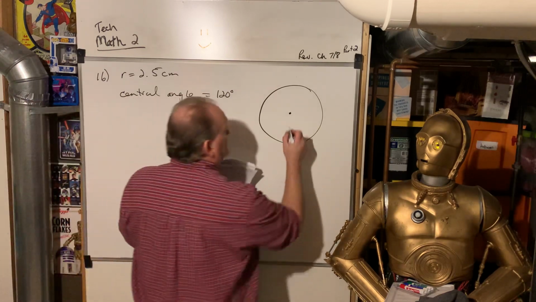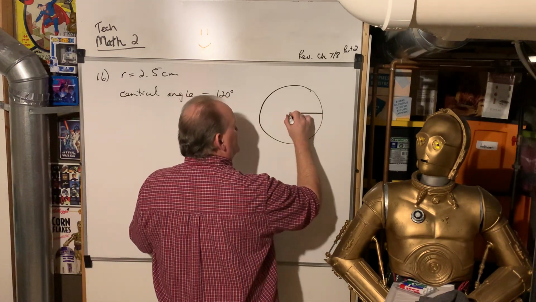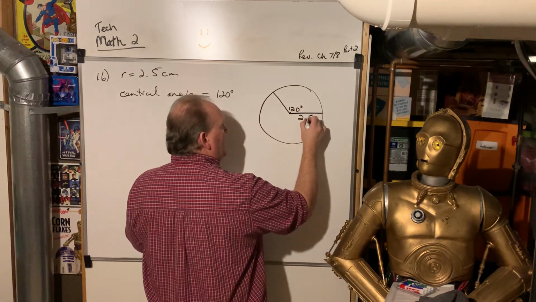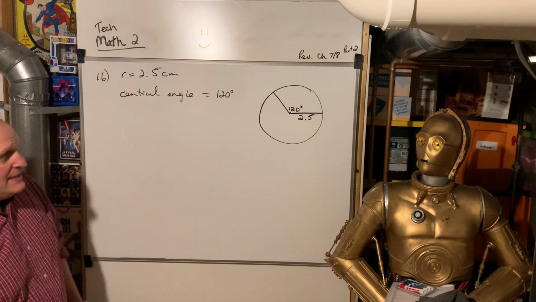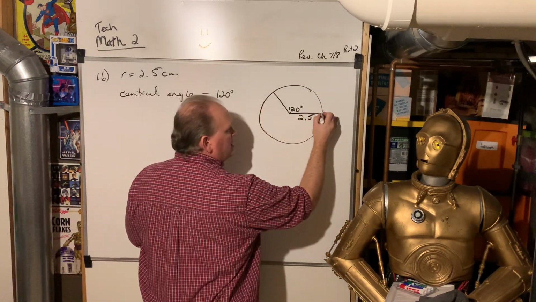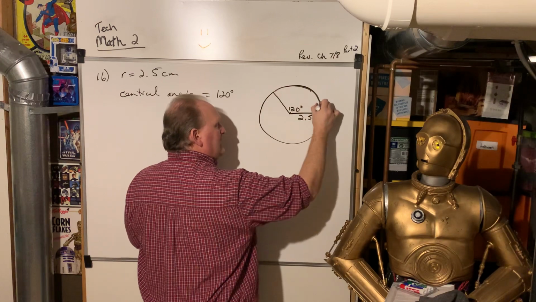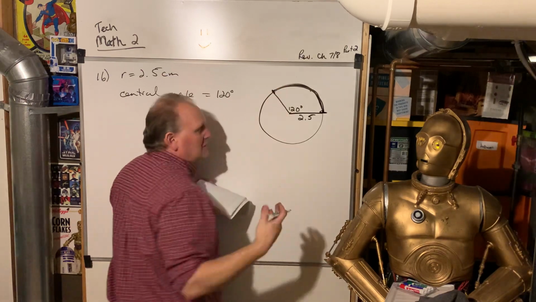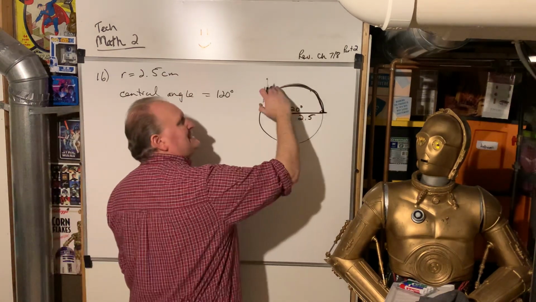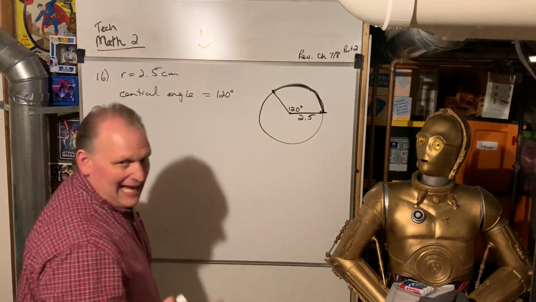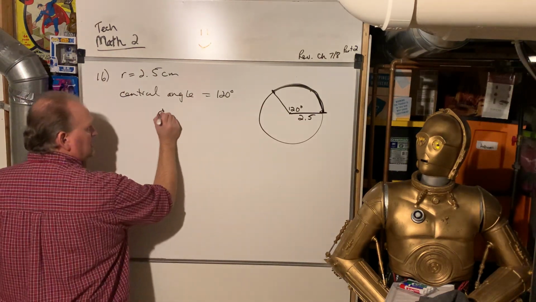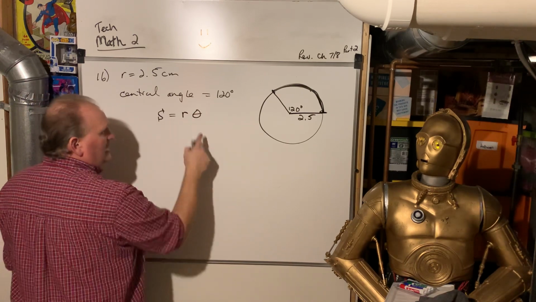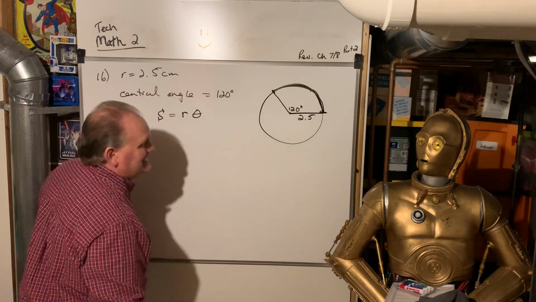So look, if we drew a picture of it, there's my circle. We've got 120 degrees on the central angle and 2.5 centimeters on the radius. That's also 2.5. But what they want you to find here is this length from there to there. So sort of like the circumference of the circle, but only this piece of it, not the whole thing. And so we have a formula for this. It is arc length is equal to radius times theta, where theta is in radians, okay?